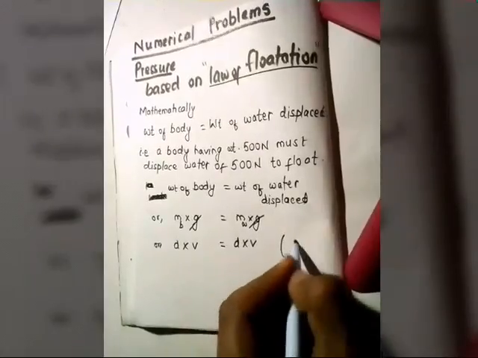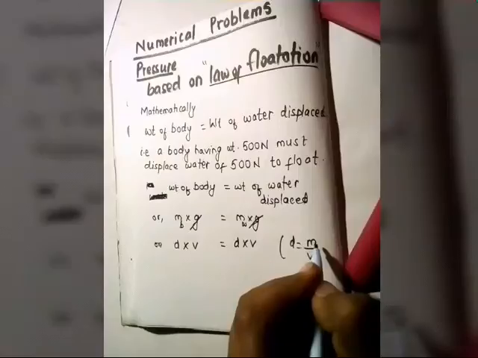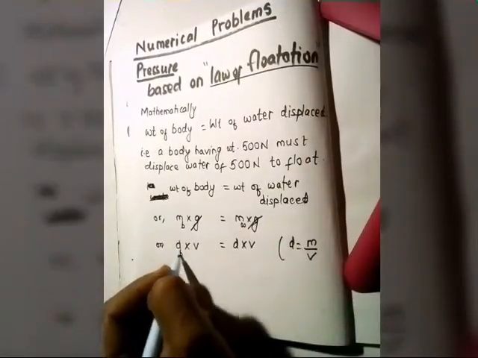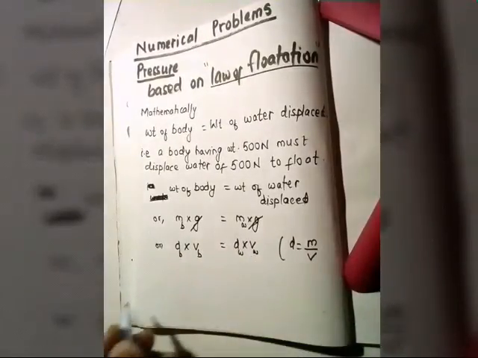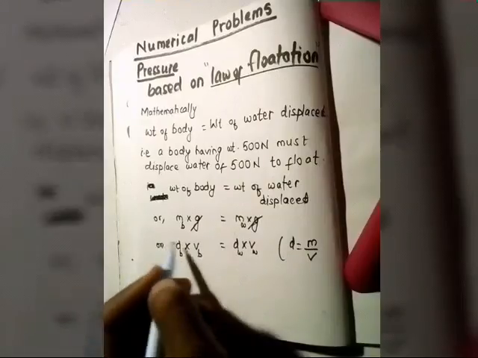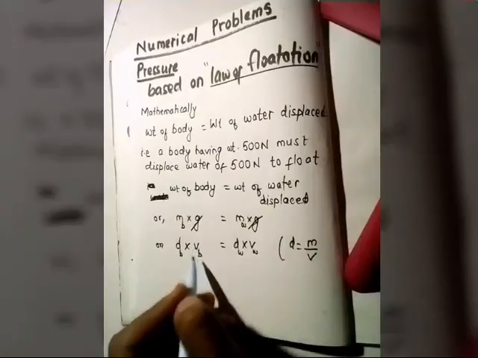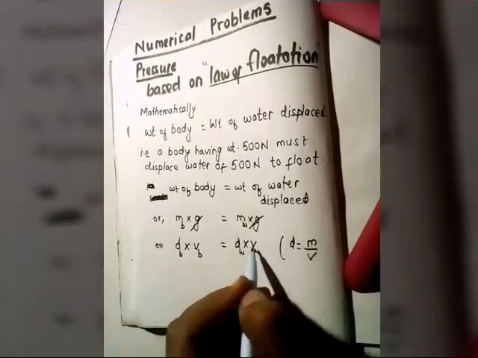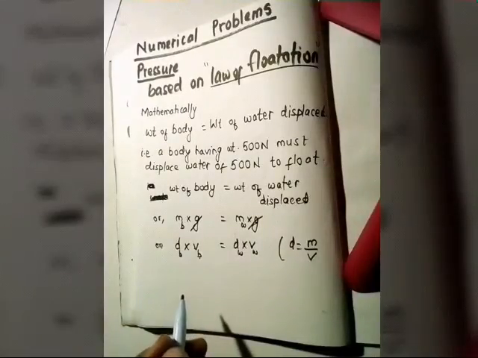Since we know the formula, density is equal to mass by volume, so mass will be density into volume. So this is body b, and this is water w. So we have here a certain relation: density of body and volume of the body, similarly density of water and volume of displaced water. This relation will be quite useful when we are dealing with problems.